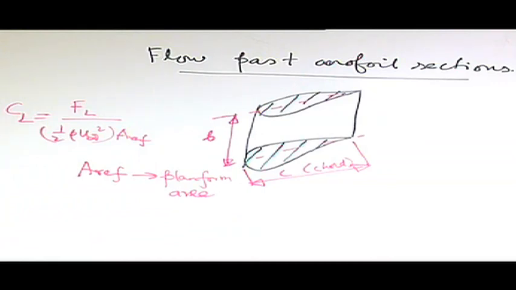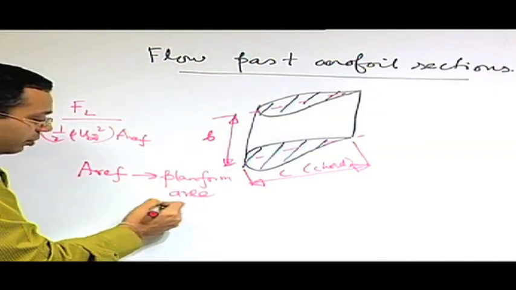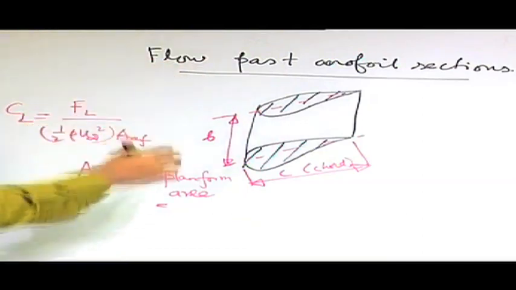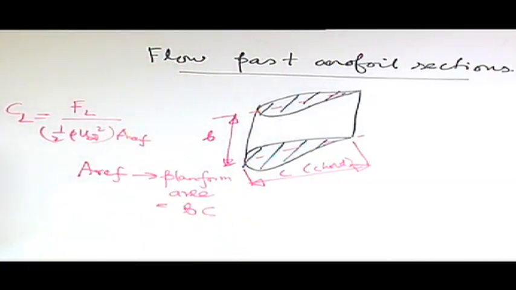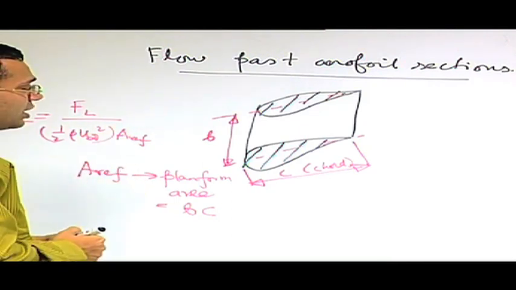Reference area is different by engineering convention for different things. If you have a ship in water, then it is the submerged area that is considered as the reference area. So it depends on what is the object that you are looking at. The planform area is the area that you view from the top, that is B into C. Okay, so that is the reference area.